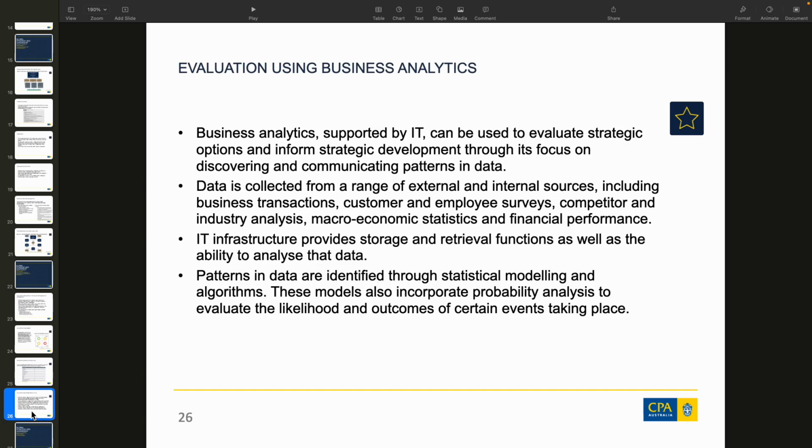Okay, the last one you might use is something called business analytics. Business analytics, supported by IT, can be used to evaluate strategic options and inform strategic development through its focus on discovering and communicating patterns in decision data. So here you might say which option, based on your data.